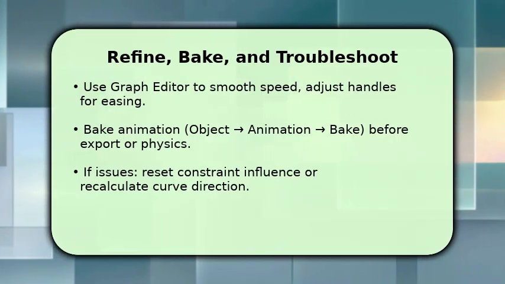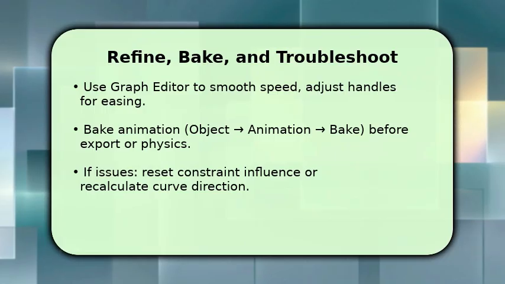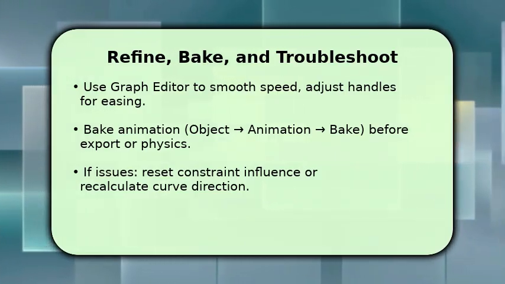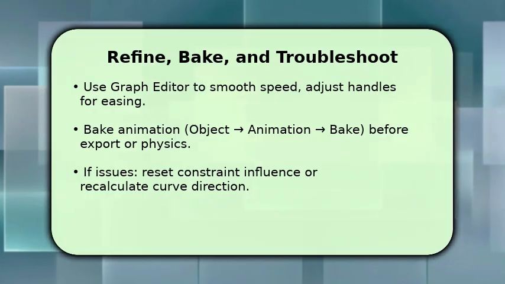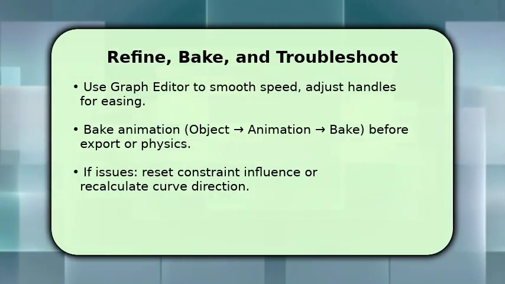If the object flips or lags, check the curve direction and recalculate or toggle follow curve, then clear and reapply the constraint influence. Finally, test playback and render a short preview to confirm the motion path behaves as expected.